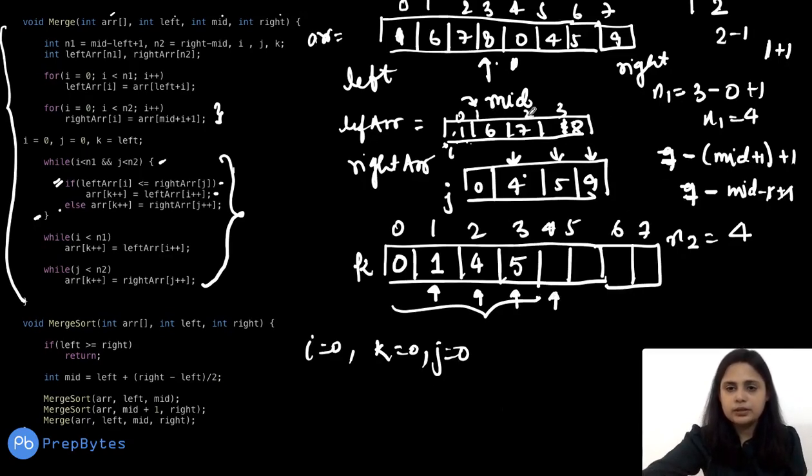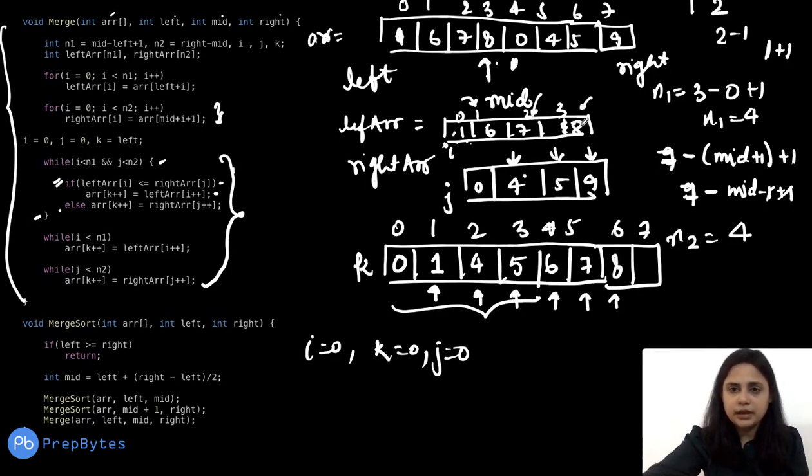Now my i was here, right? So I compare 6 and 9. 6 is smaller. So now I'll put 6 here. k gets incremented here, i gets incremented to 7. Again from 9 and 7, 7 is smaller. I put 7 here. k gets incremented here, i gets incremented here. I compare 9 and 8. 8 is smaller. I put 8 here.